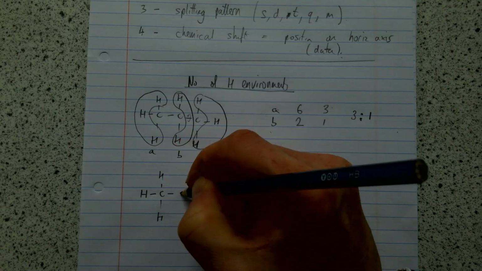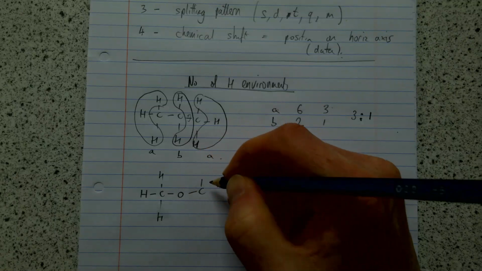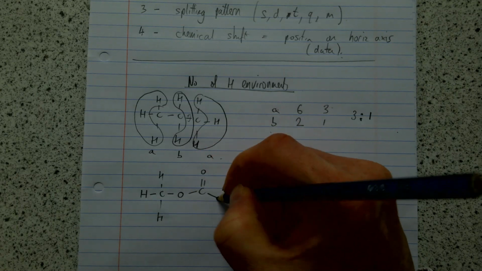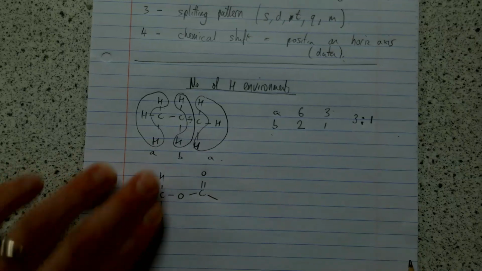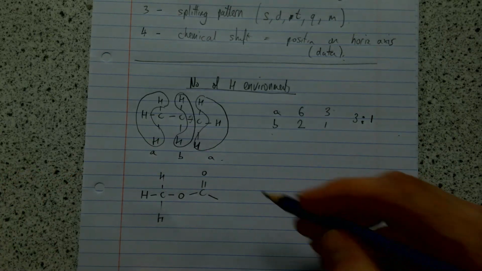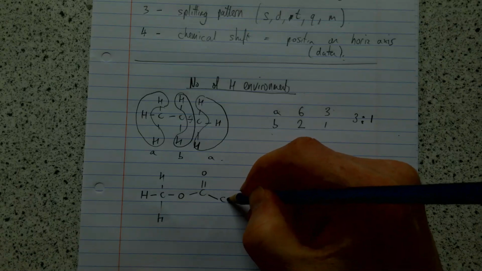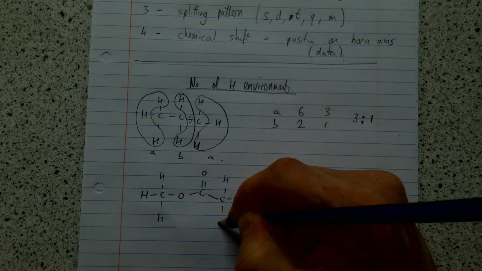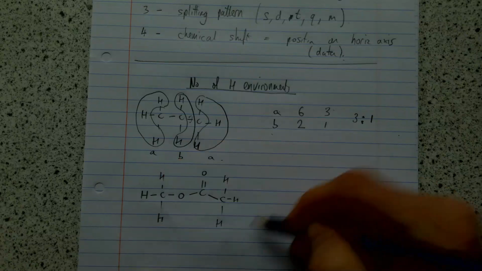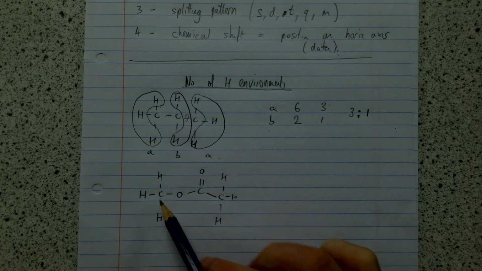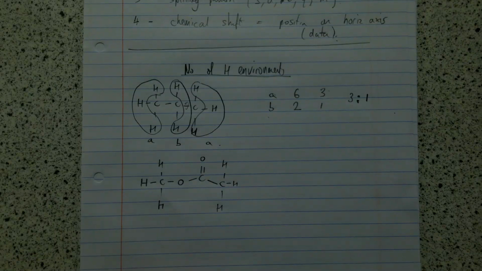I'm going to draw an ester. It's a good opportunity to remind you what an ester is. It's a bit like a carboxylic acid, but with a carbon chain instead of an oxygen. And this ester is methyl ethanoate. Methyl because it's one carbon, ethanoate because it's two carbons.